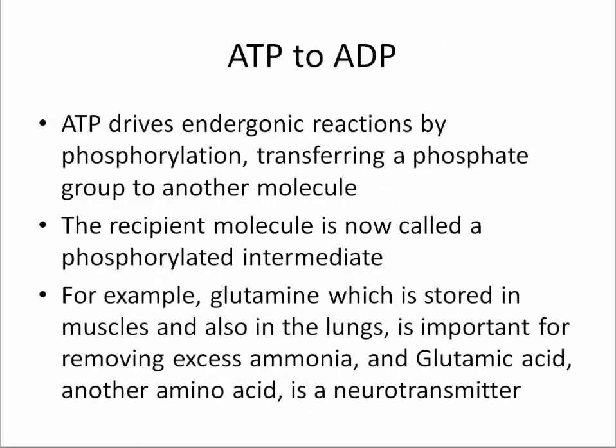ATP drives endergonic reactions by phosphorylation. It transfers a phosphate group to another molecule. The recipient molecule is now called a phosphorylated intermediate. For example, glutamine, which is stored in muscles and also in the lungs, is important for removing excess ammonia. And glutamic acid, which is another amino acid, is a neurotransmitter.